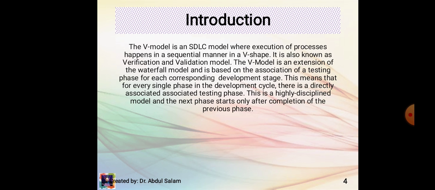Firstly, introduction. The V model is an SDLC model where execution of the processes happens in a sequential manner in a V shape. It is also known as verification and validation model. The V model is an extension of the waterfall model and is based on the association of a testing phase for each corresponding development stage. This means that for every single phase in the development cycle, there is a directly associated testing phase. This is a highly disciplined model and the next phase starts only after completion of the previous phase.